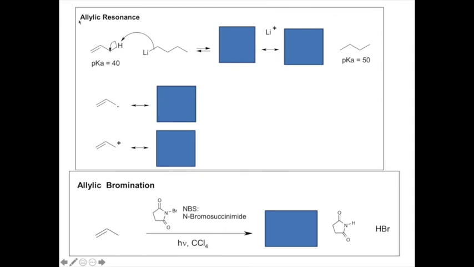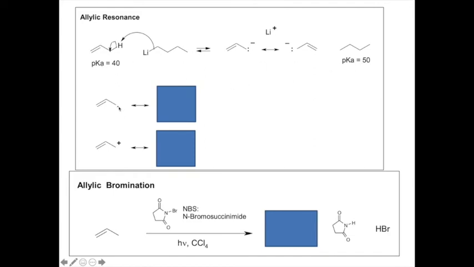We could talk about allylic resonance and the pKa of an allylic carbon. The allylic carbon is more acidic than a normal alkane. Its pKa is about 40, so a strong base like n-butyllithium can deprotonate that. The reason this is fairly acidic is because the conjugate base has resonance. The pKa of the acid that's formed, butane, is 50, so it's a weaker acid than the starting acid, and so it's a product-favored reaction.